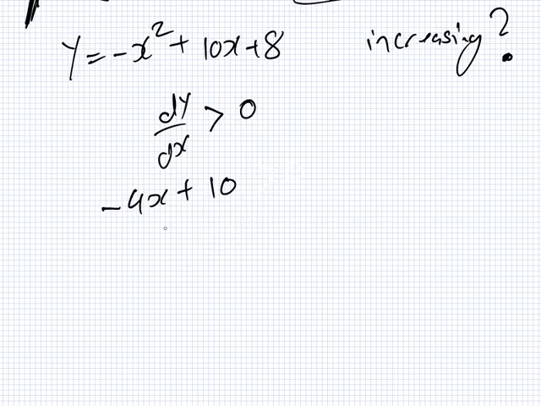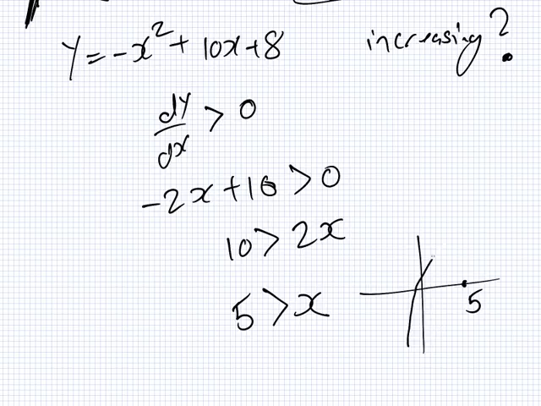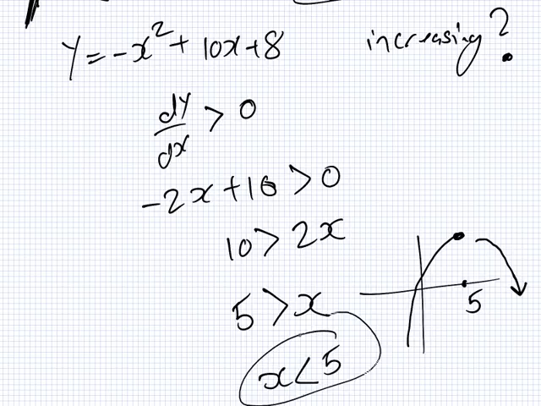What did I write for? Minus 2x plus 10 positive. That means 10 bigger than 2x. That means x is smaller than 5. So for me, I think when I'm at 5, before I'm at 5, I'm increasing. But then after 5, I must start to decrease then. So I'm increasing as long as x is less than 5.